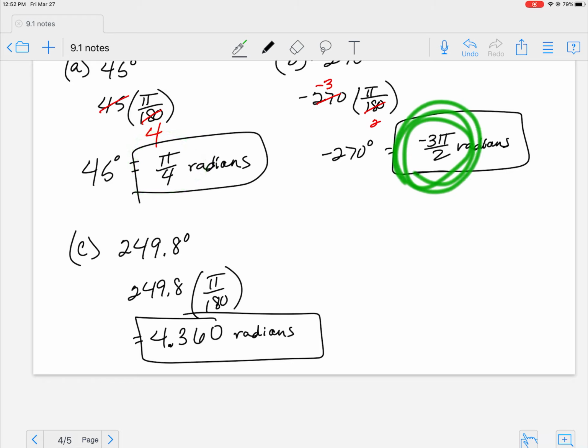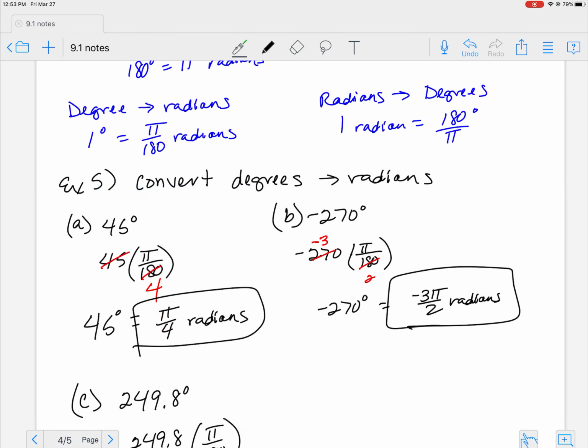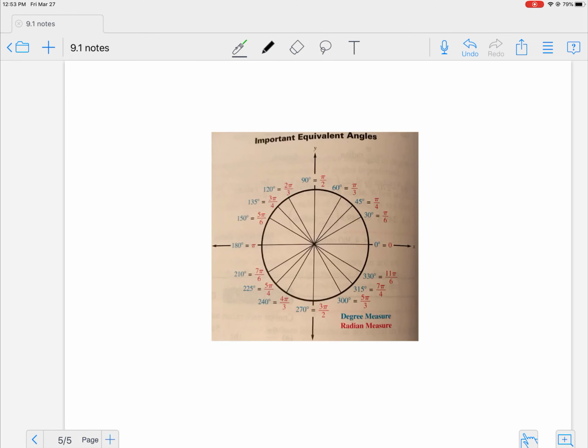So the moral of this story is, most of the time when we talk about radians, we're leaving this in terms of pi. If you get some freaky decimal, boy, then you're going to get some freaky radian, right? That's just how that's going to work. You can convert from degree to radian.